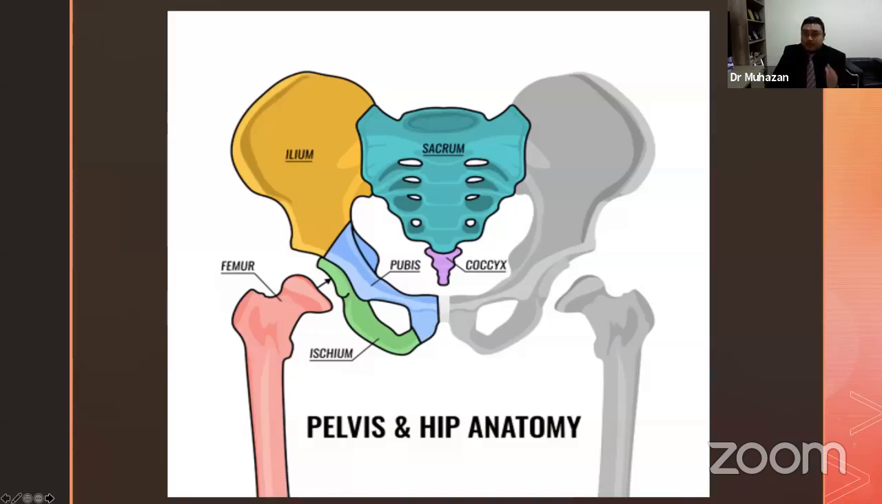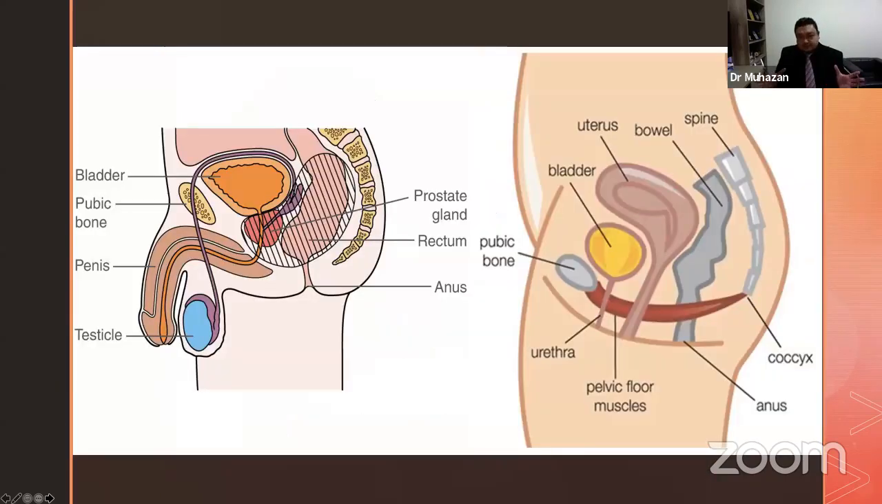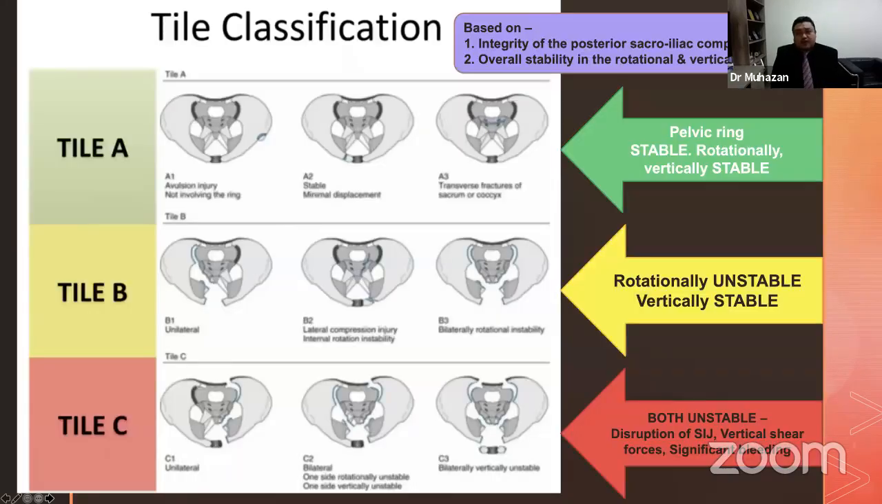So apart from the bony fractures, you always have to remember that the pelvic cavity holds a lot of your organs: your spine, your urogenital system, your bowel, right? So the injury will come with a package, right? Not just the bony fracture, but other organs may also be involved. All right, so we're going to talk about basic classification.